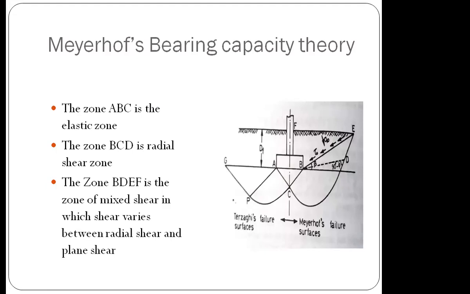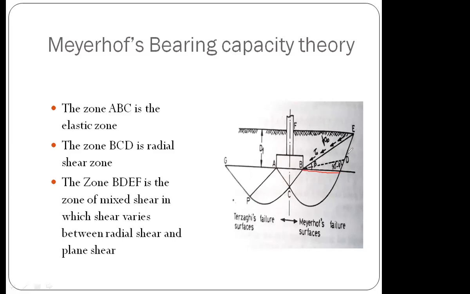If you see, there are small changes here in the failure surfaces. In Terzaghi's theory, the failure surface was limited to the base of the foundation only. But in Meyerhof's theory, if you see the image, the failure surface was extended to the ground surface. In Terzaghi's theory, if you remember the diagram, the failure surface was still here only. But in this case, it was extended.